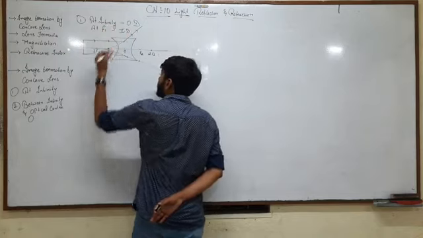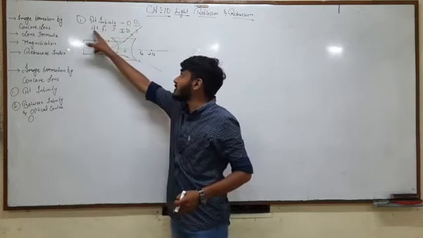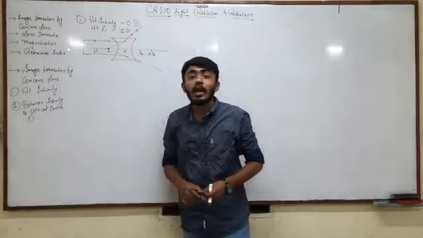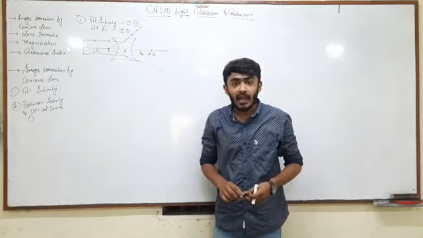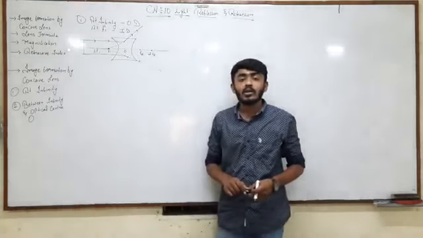So this is your image distance. At infinity, that is the object distance. At F1, that is your image distance. I hope you are clear with this.